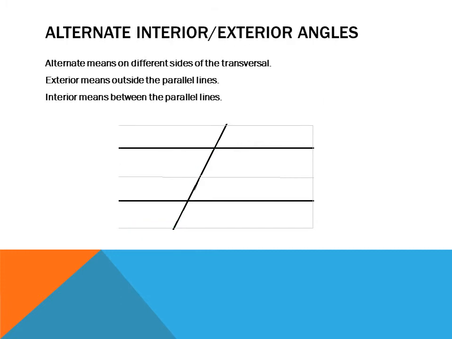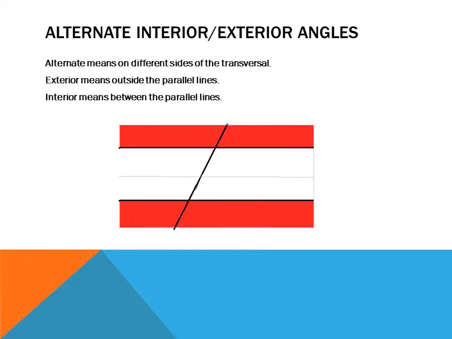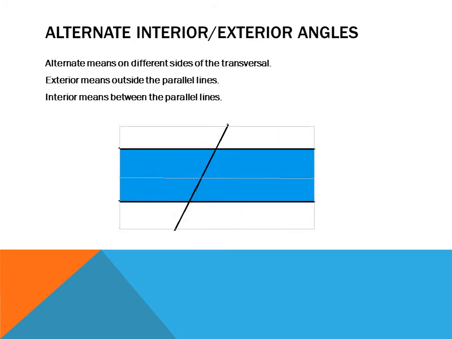Okay. Alternate interior or alternate exterior angles. Okay. Alternate means that they're on different sides of the transversal. So if you have one angle on the left side, you're going to have the other angle on the right side. Okay, and these are always pairs of angles. Exterior means that it's on the outside of the parallel lines, and interior means that it's on the inside of the parallel lines. So we're going to put this together in order to figure out what our alternate interior and alternate exterior are. Okay? And these angles have equal measure.